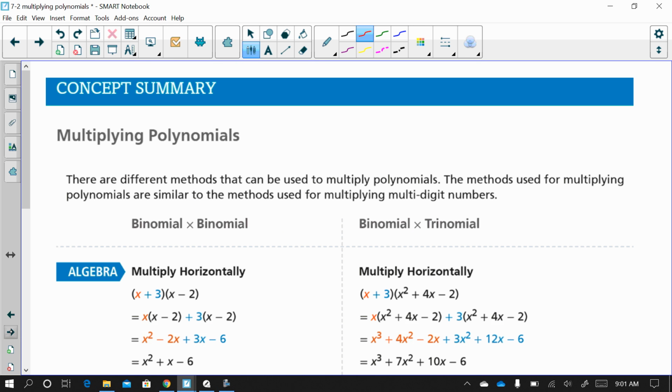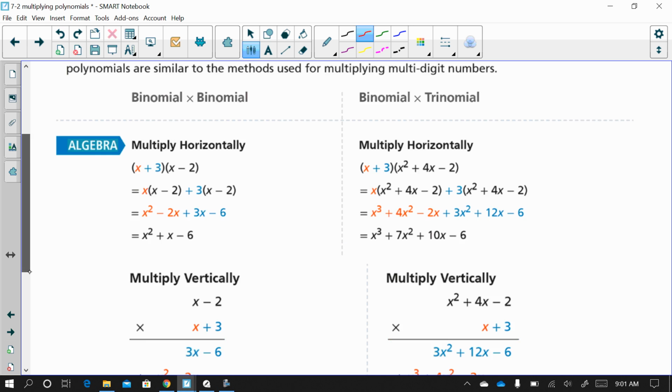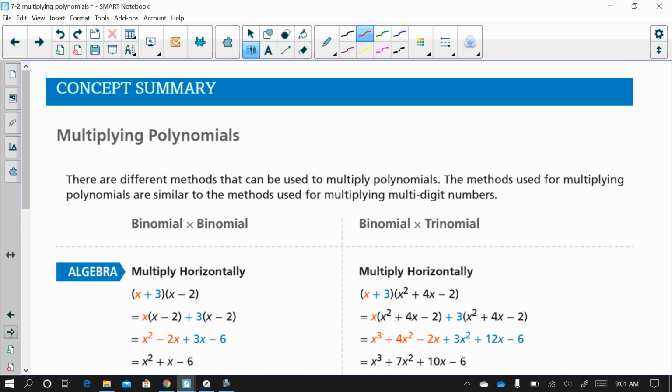And that's the lesson. Multiplying polynomials, remember you're just distributing like crazy. When we do a binomial times a binomial, we use the acronym FOIL: first, outside, inside, last. Otherwise, just distribute like crazy.